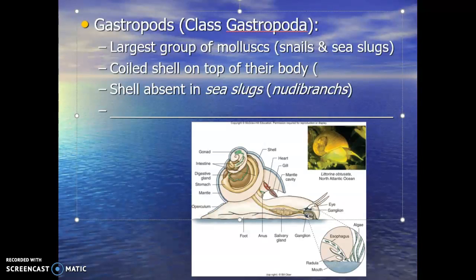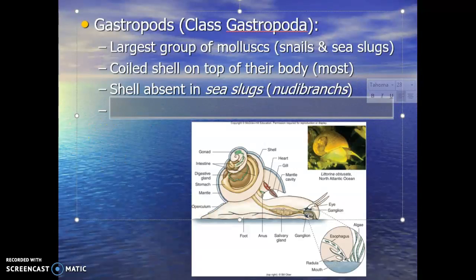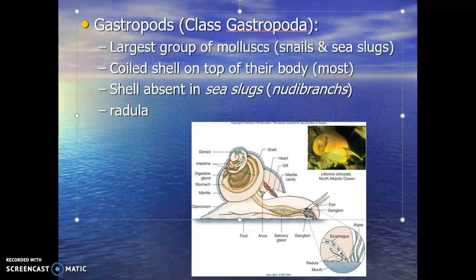For most of the mollusks, sea slugs have lost the shell. But think about snails. So that big queen conch we looked at, and all these other snails, have this big coiled shell on top of their body. As I mentioned, the shell is absent in some, the sea slugs, or the other term for sea slugs, the nudibranchs. They don't have that shell. The gastropods will use a radula for feeding.